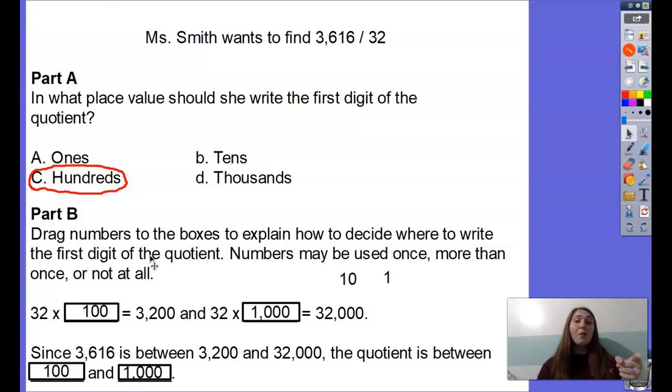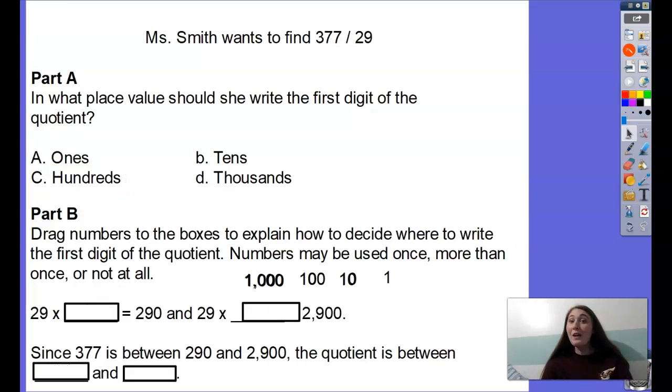We're going to do another review, so make sure you flip to your next space and create a workspace and a solve space. We are now going to do our second problem. It is the same format, but it is different numbers so that we can get more practice. So now I am going to find 377 divided by 29.